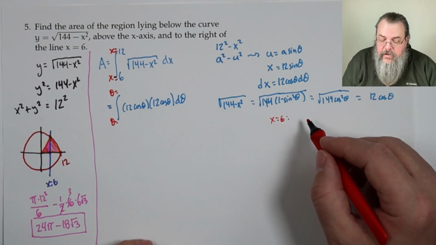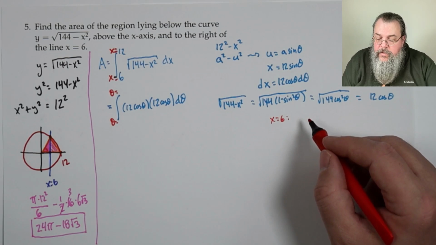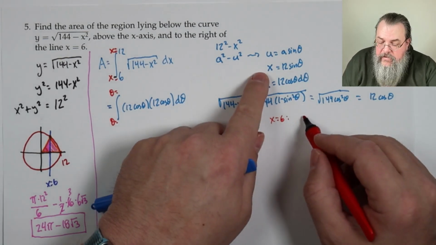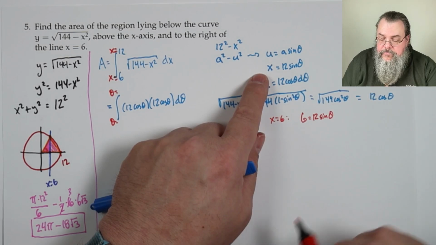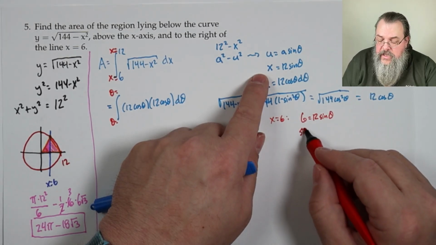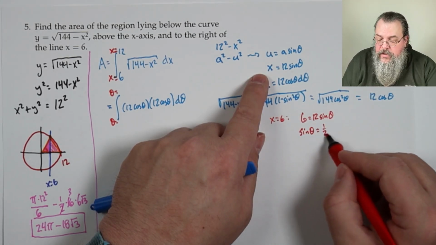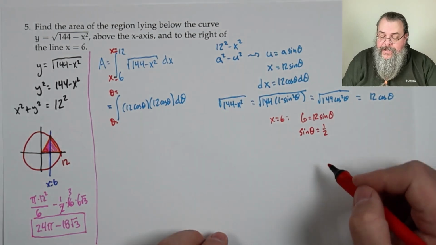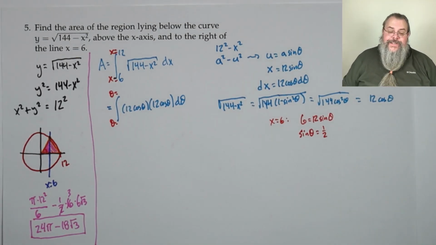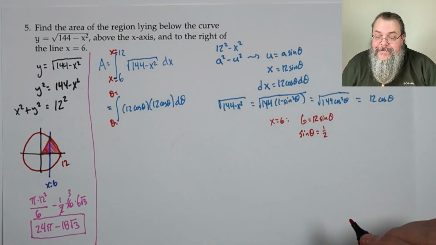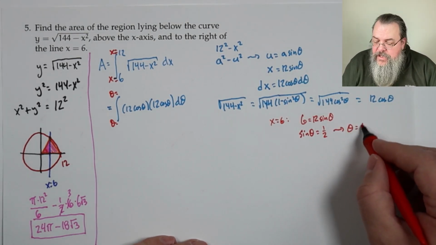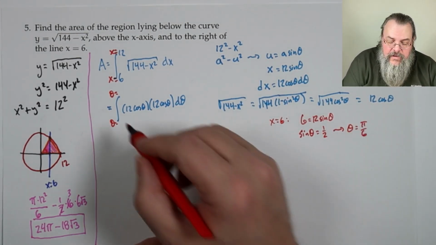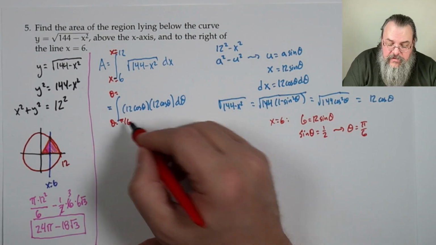That tells us the following. We want 6 equals 12 sine theta, so sine of theta should be 1/2. Now, when does sine of theta equal 1/2? If we look it up, theta should be pi over 6. So we write that down, pi over 6.